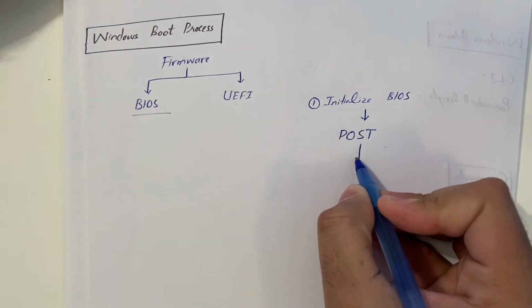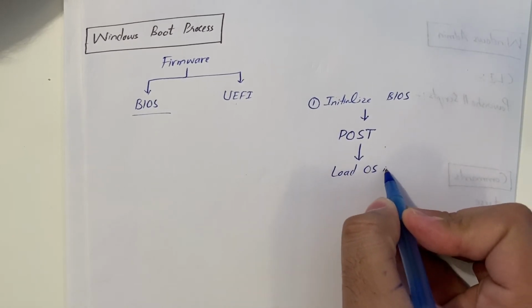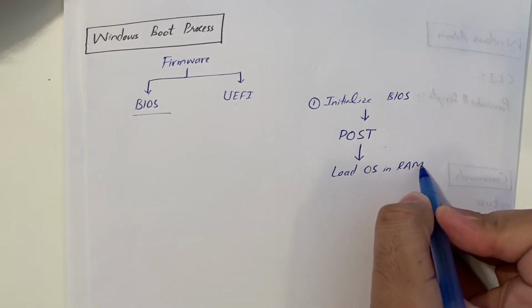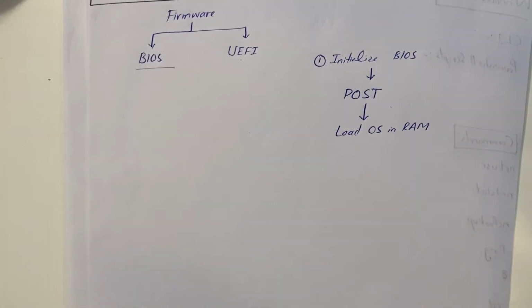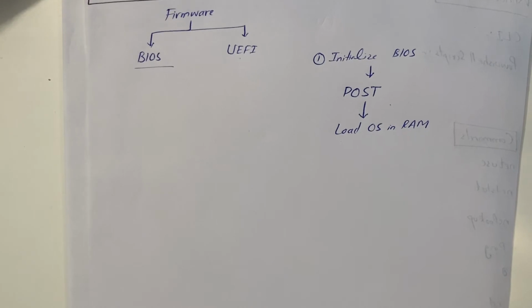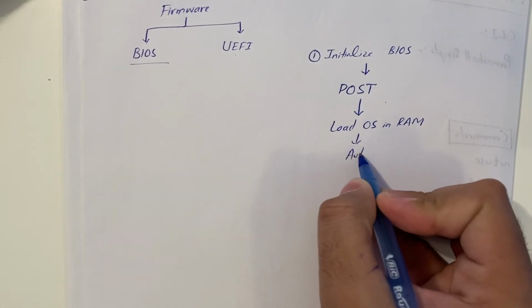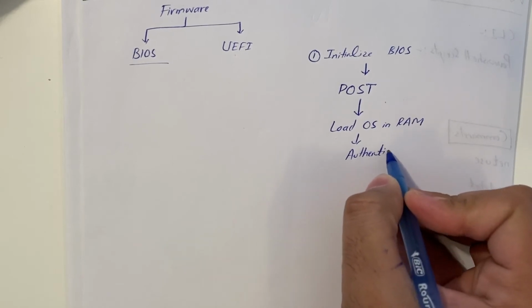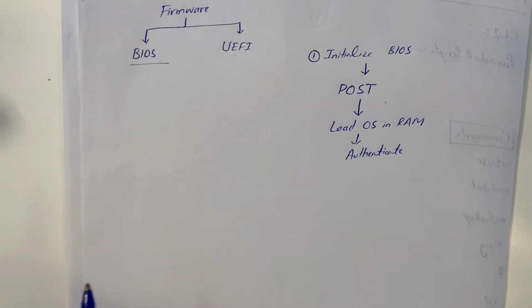And after POST, next is basically it loads the operating system in RAM. And again, how does it locate the operating system? Through MBR. That's the MBR that we discussed, because it contains the information about hardware partitions. And the last is the user can perform authentication and access, and the user settings will be loaded. So this is basically what's going on when you boot your computer, restart your computer.